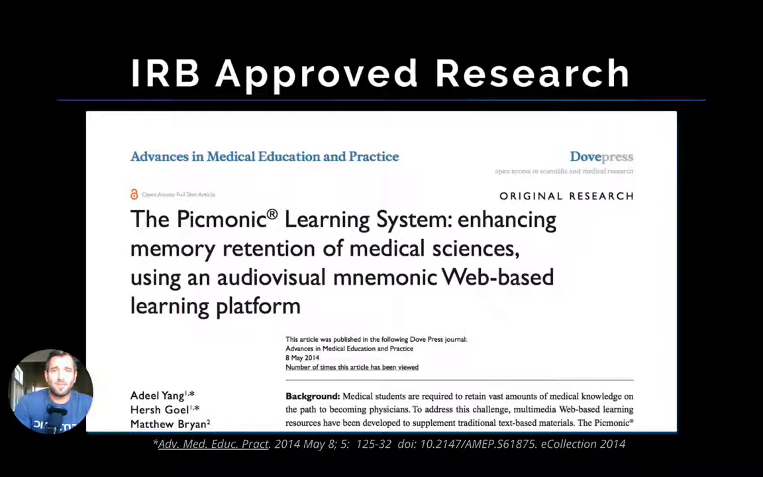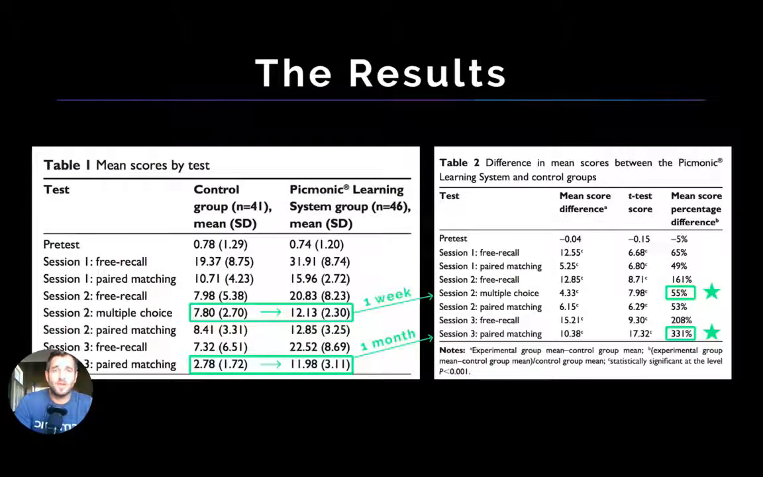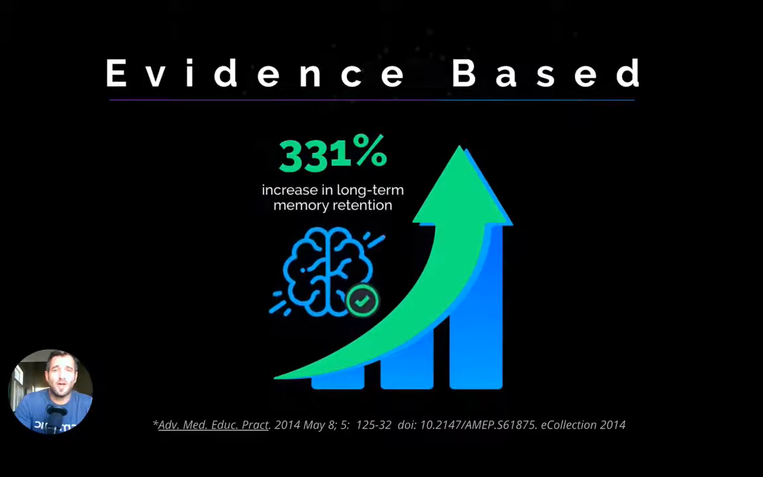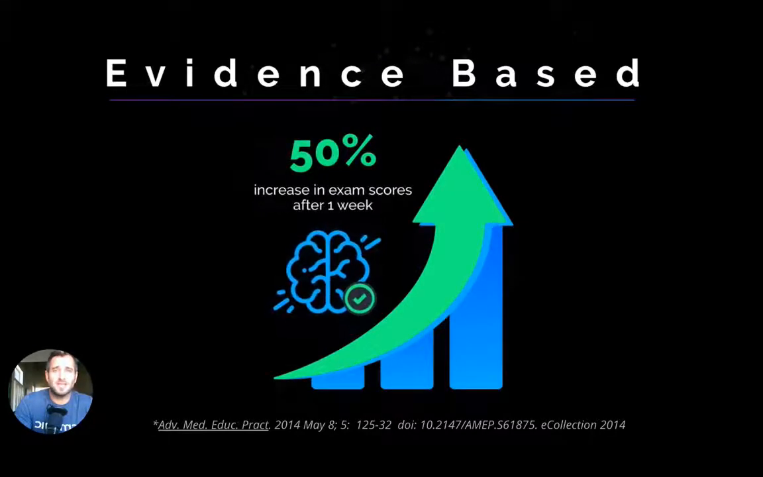Not to mention, Picmonic actually ran its own International Research Board approved study testing the efficacy of students learning with Picmonic in comparison to text-based information. And the results were pretty outstanding. This was done with a pre-test, a post-test, 1 week out, 1 month out, etc., using both free recall, paired matching, and multiple choice. And what we found was that students using the Picmonic learning system scored over 50% better on exams and increased their memory retention by 330%.